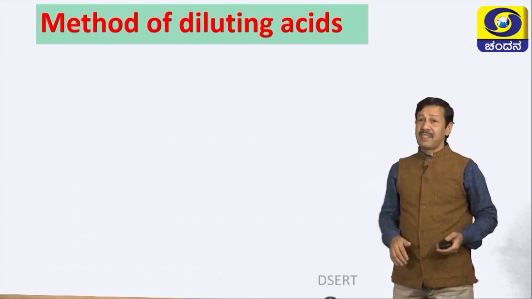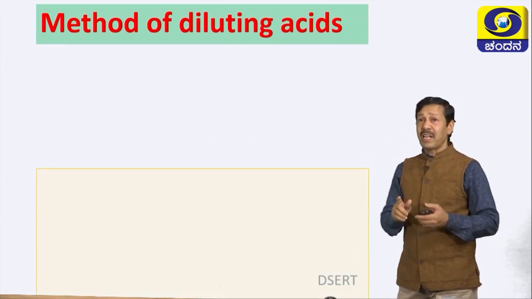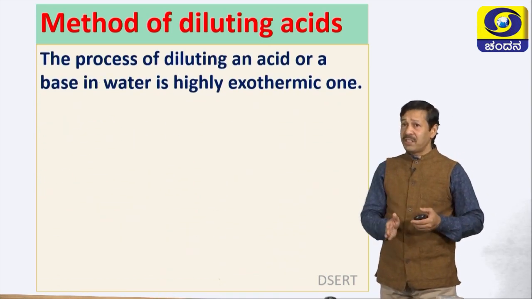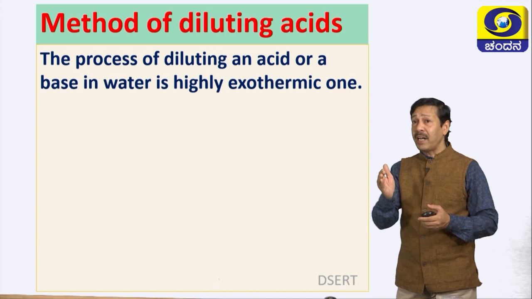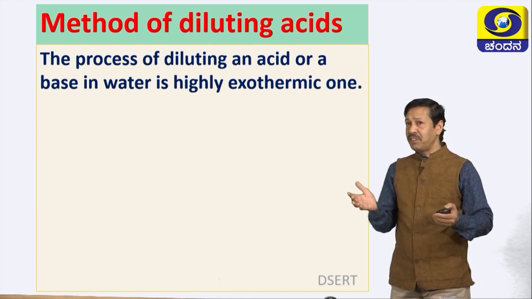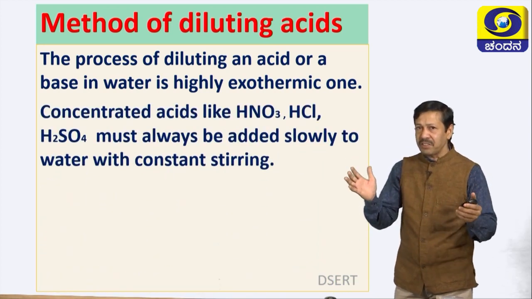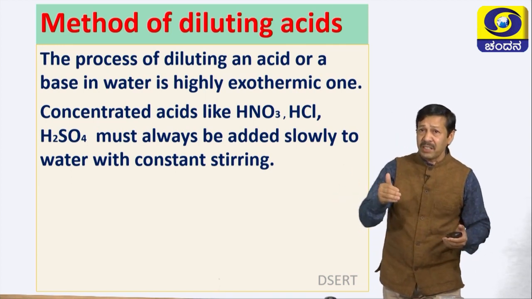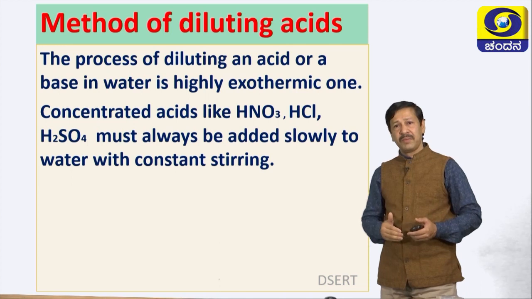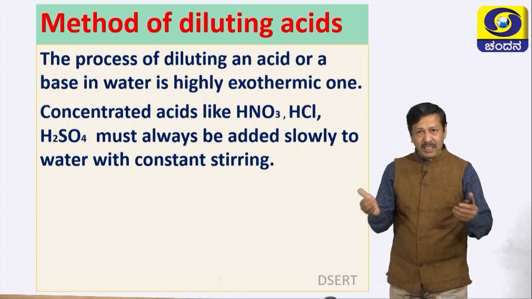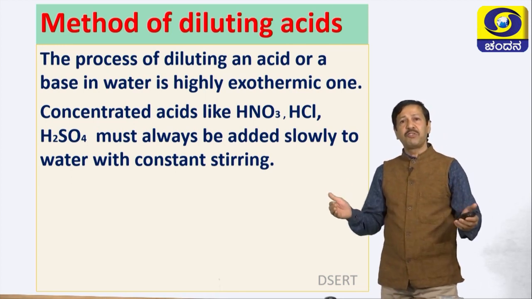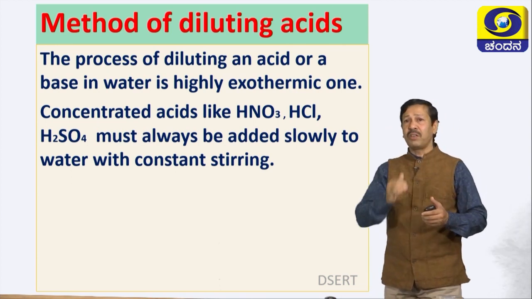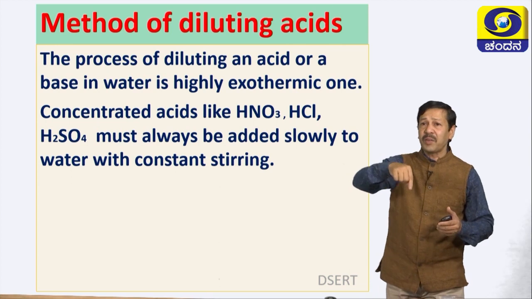The method of diluting acids is a very, very important aspect in the laboratory. So you should have a thorough understanding of this one, what should be added to what. Otherwise, danger. Chemicals are very dangerous. The process of diluting an acid or a base in water is highly exothermic. Concentrated acids like HNO3, HCl, H2SO4, they must always be added slowly to the water with constant stirring.